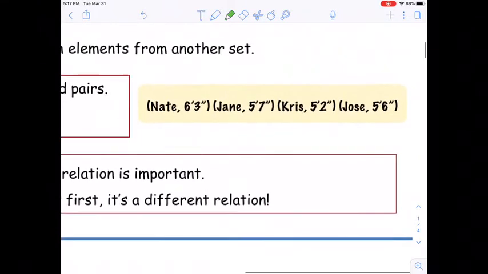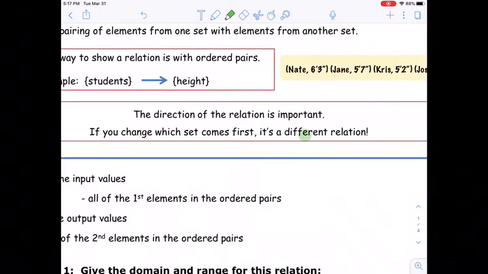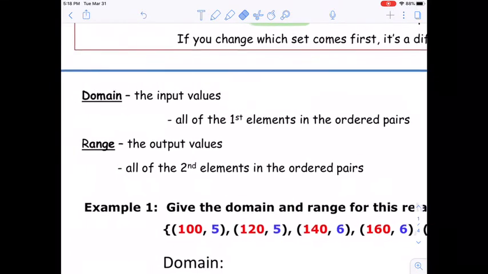I could make ordered pairs like this. Nate is 6'3". Jane, 5'7". Chris is 5 feet 2 inches, and Jose is 5 feet 6 inches. The direction of the relation is important. If you change which set comes first, it's a completely different relation. Relations have a domain and a range.